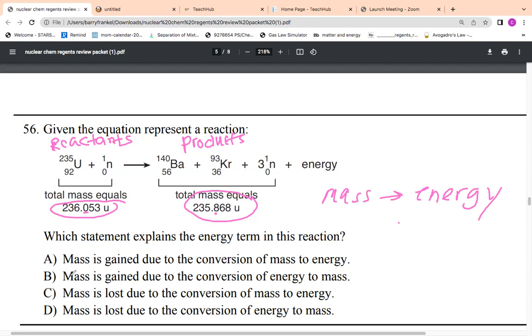All right, so we can eliminate the first two because mass is not gained, our mass went down. And where did the mass go? It turned into energy. So if we look at C, mass is lost due to the conversion of mass to energy. So we want to go with C. D doesn't make sense because you're saying mass is lost due to the conversion of energy to mass. If you're converting something to mass, then you're gaining energy. So this sentence just doesn't even make any sense. So our answer would be choice C.